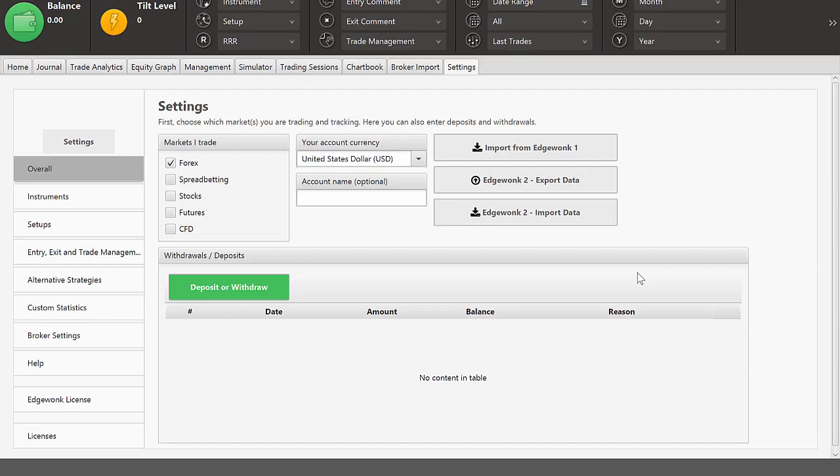Now I will walk you through my Edgewonk journal, how to set it up for trading our strategy. Of course, if you are not an Edgewonk customer, you can still always track the data I track here in your own spreadsheet. That is entirely up to you, but let's take a look at my setup.